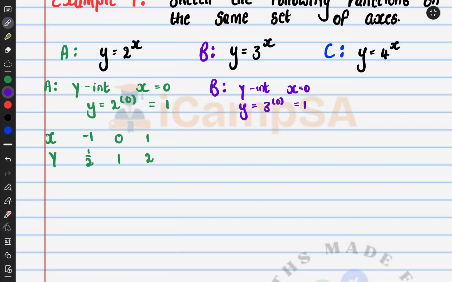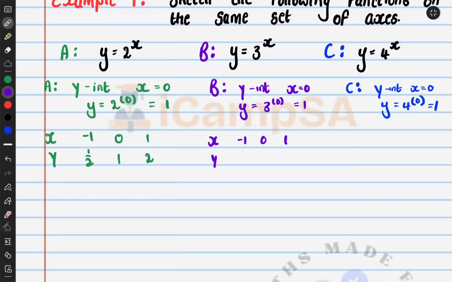So by now you should be able to see that all of these graphs will have the same y-intercepts. Also for c, the y-intercept, where x is equal to 0, y is equal to 4 to the power of 0, which is equal to 1. So they all share the same y-intercept. Now let's quickly find a few points for graph number b. We're going to pick -1, 0 and 1.